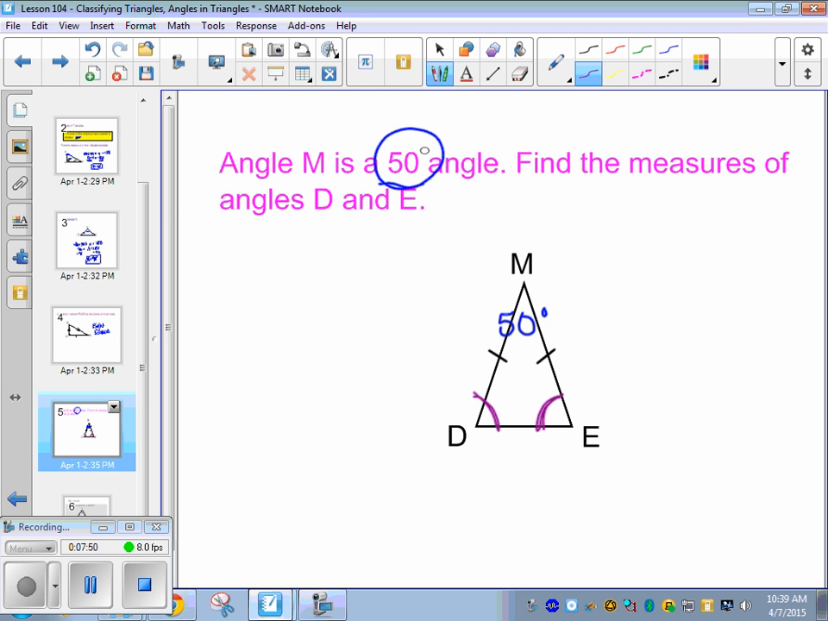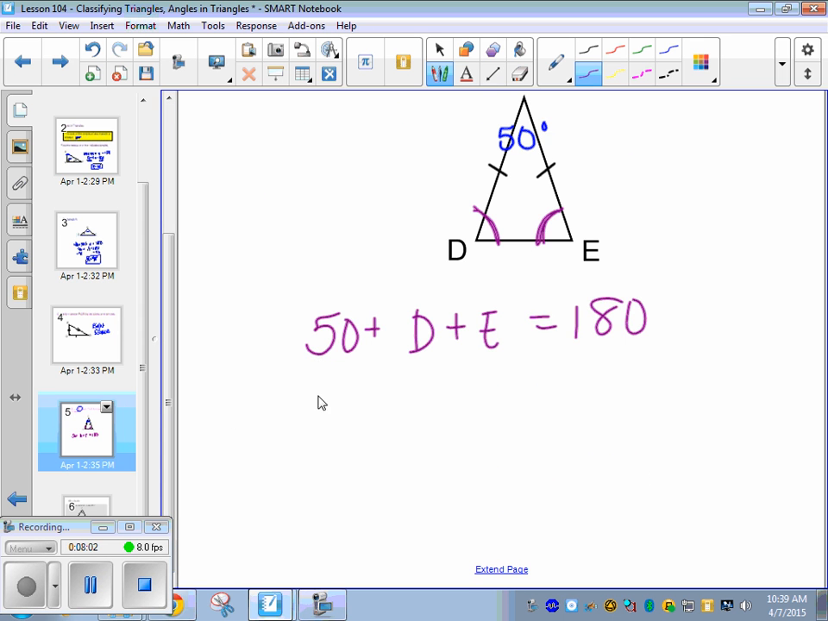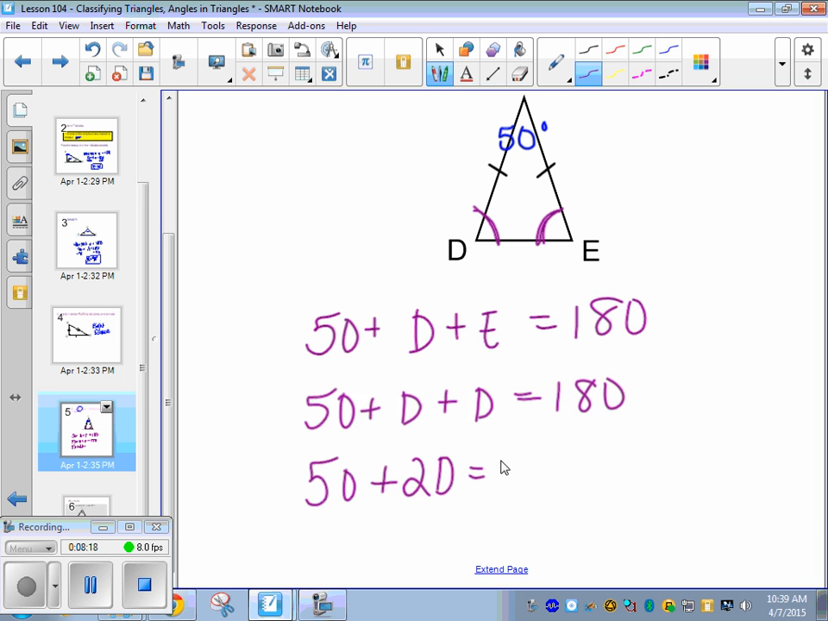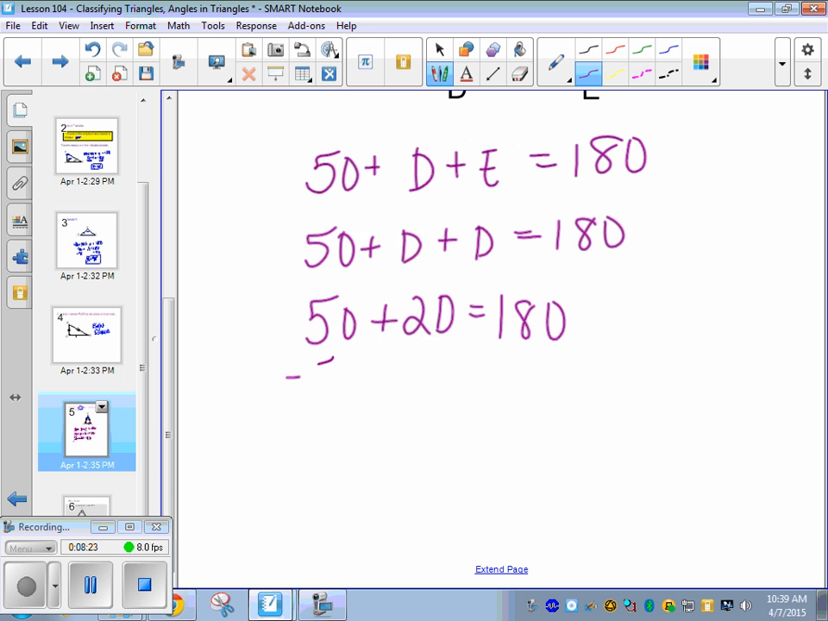So who could write an equation for me? You have to be a little creative. Thomas? 50 plus D plus D equals 180. Okay. And what do we know about D and E? They're the same. So could we just say D and D? Use one variable, right? Because they're equal to each other. So now I can add D plus D. What is D plus D? That'd be D times D, right? D squared. D plus D would be 2D. Okay, then subtract 50 from both sides. So what do I get?